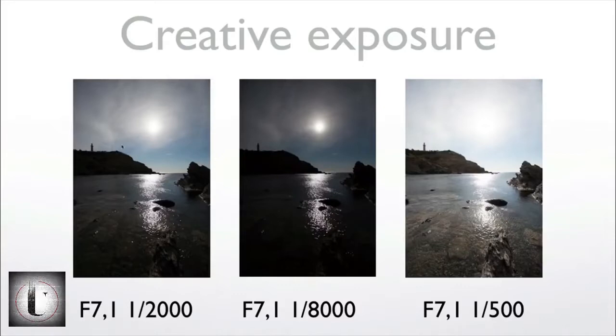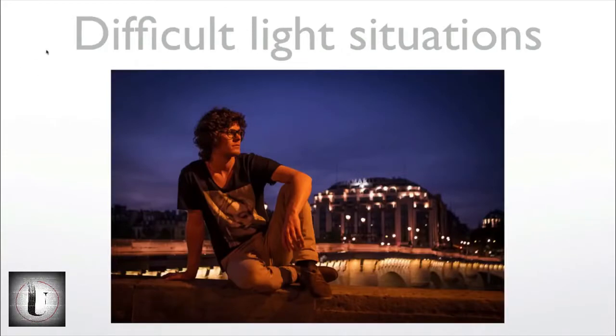I took the shot and I wanted to see if I could go darker. So I went into manual mode and I dialed in f7.1, but I forced in 1/8000 of a second. So it was a lot faster, so a lot less light came into the camera and it got darker. I didn't like that, so I tried the opposite. I dialed in 1/500 of a second and got a much lighter exposure. So that was a creative exposure.